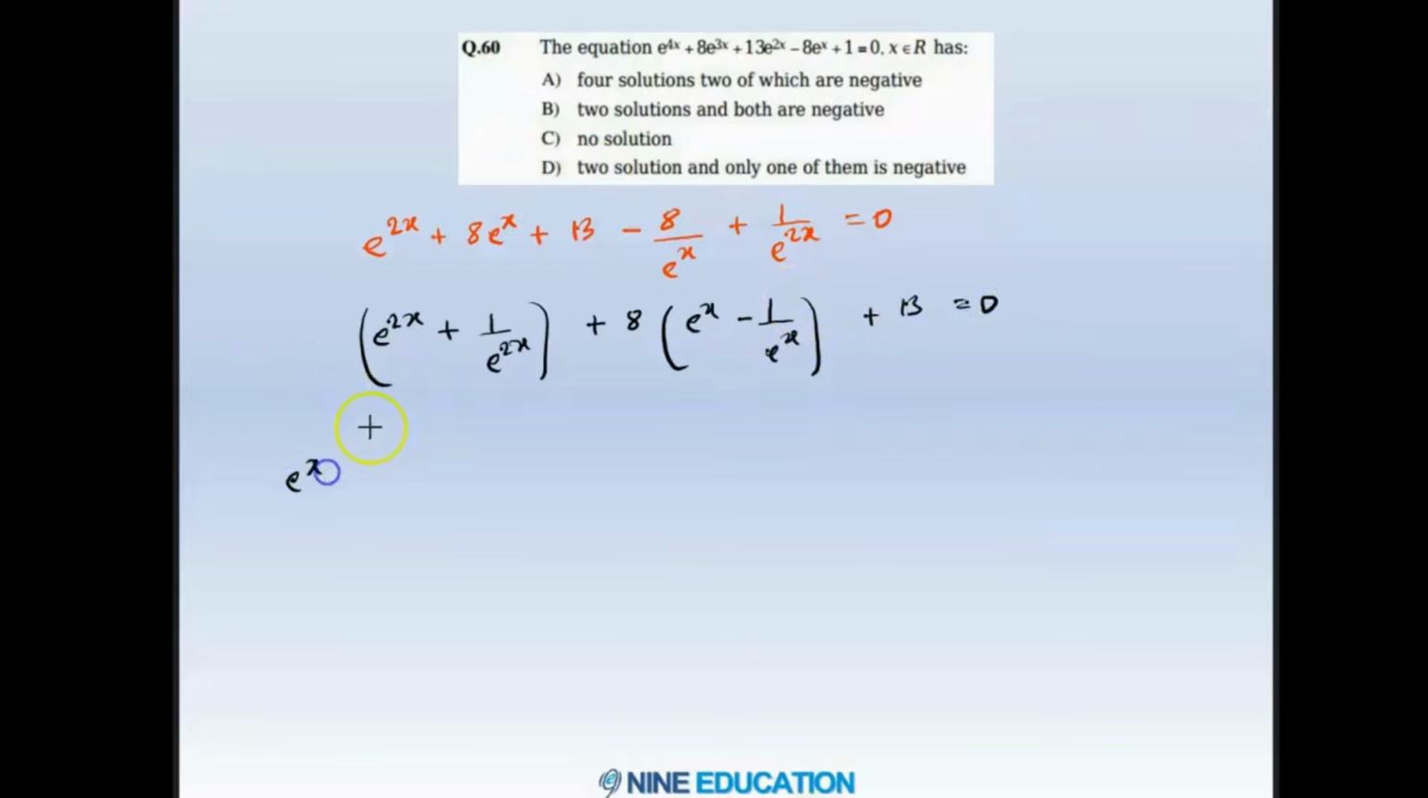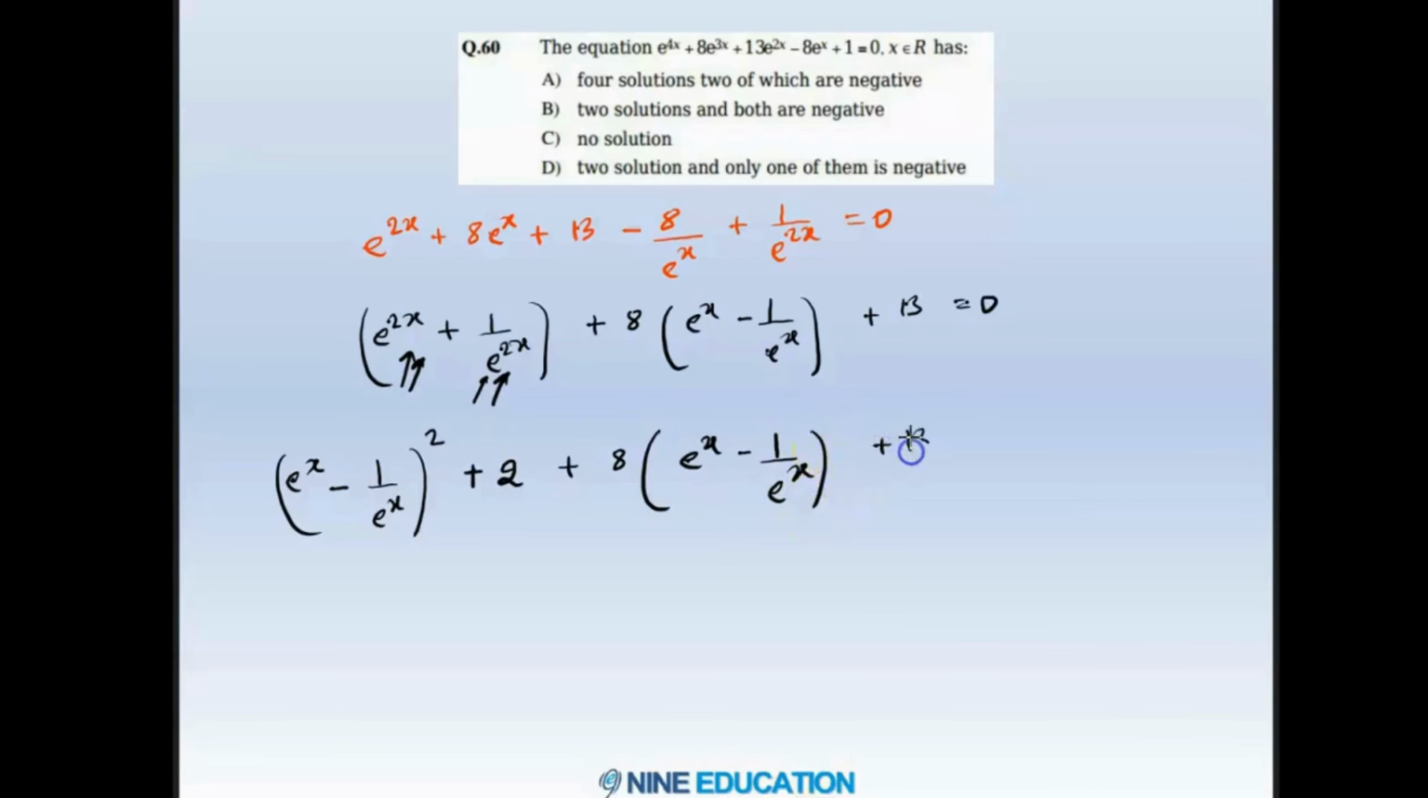So let's write this first bracket as (e power x plus 1 by e power x) whole square. When I open this bracket, I will get these two terms, but apart from that I will get plus 2 also extra. So for that I will put minus 2 here, and then we have plus 8 times e power x minus 1 by e power x. So we can also do a slightly better modification here, that we can write (e power x minus 1 by e power x) whole square. Still I will get these two terms. Okay, and this time I have to do plus 2 here, and now it will be much better. So plus 8 times (e power x minus 1 by e power x) plus 13 is equal to 0.